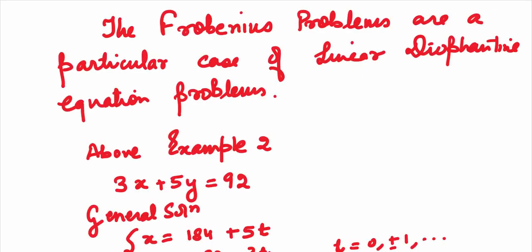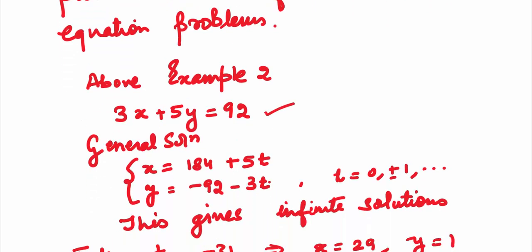The Frobenius problems are a particular case of linear Diophantine equations. If we revisit our example 2, where you were asked to find the non-negative solution x and y for the linear combination 3x plus 5y is equal to 92, if we use the Euclidean algorithm and solve this linear Diophantine equation, you will see the general solution will be x is equal to 184 plus 5t and y is equal to minus 92 minus 3t. For all values of t 0 plus minus 1 dash dash dash, we will be getting infinite solutions.